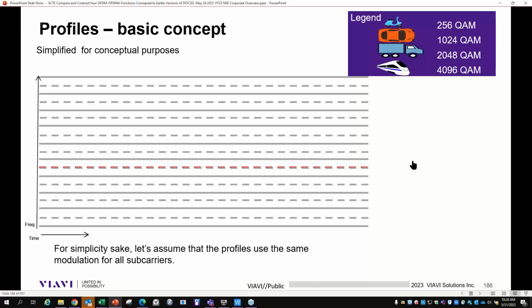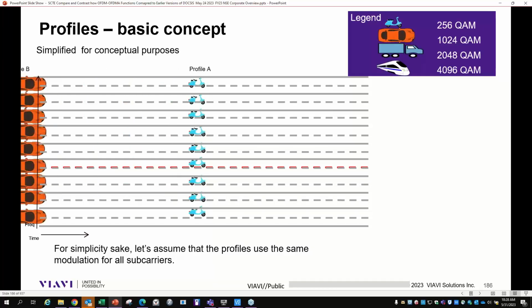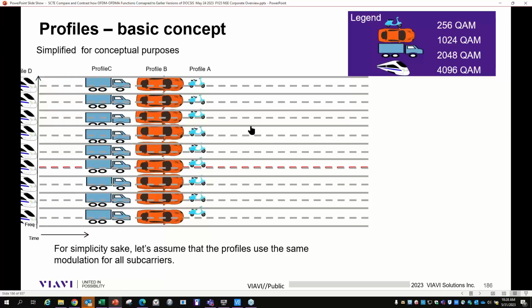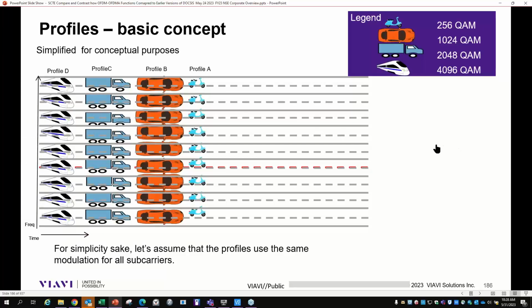Profiles are going to help us deliver variations of speeds based on the requirements. This is just a basic example, right? For an OFDM, you have A profile, B profile, Charlie profile. You can have up to 16 profiles. Most systems deployed about 4 to 5 profiles. Some systems did less.